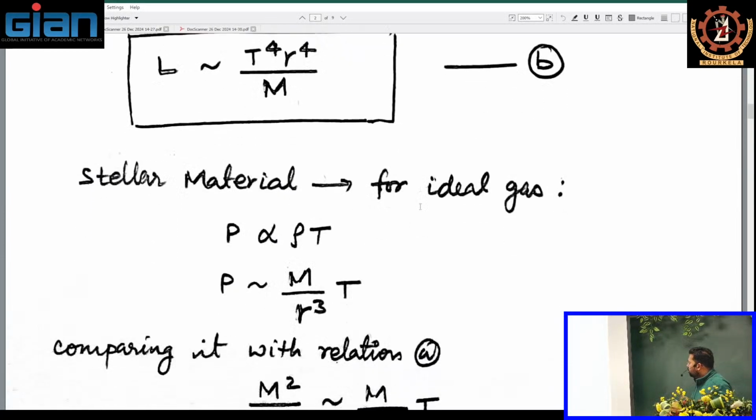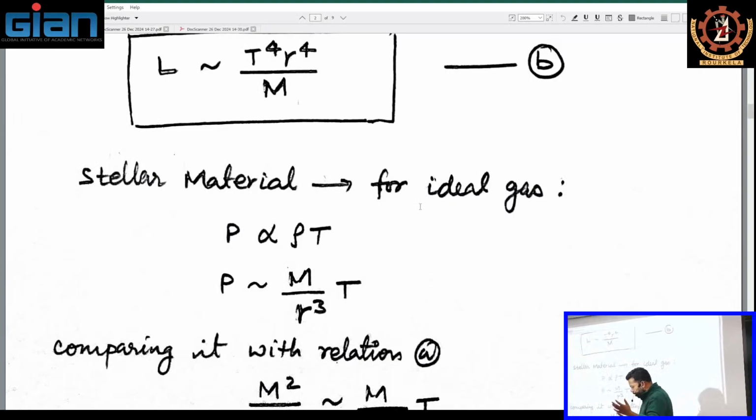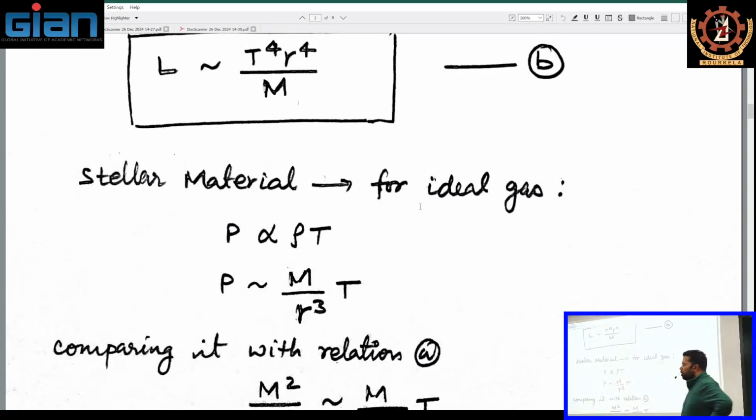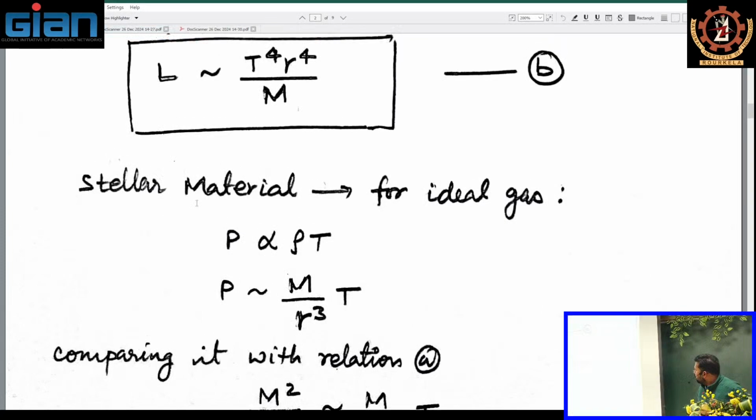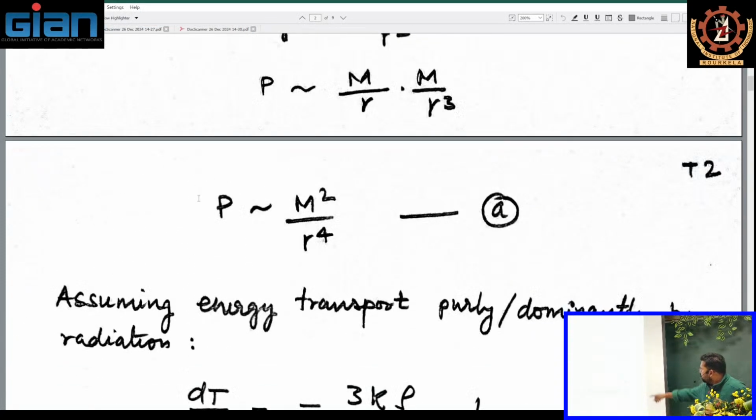Now, assume that the material of the star is made up of ideal gas. In this case the pressure will be proportional to the density times the temperature. So P is proportional to rho into T, and if you write rho in terms of mass and radius, P will be proportional to mass divided by R cube multiplied by T. Now if you look back at relation A, this is what we had.